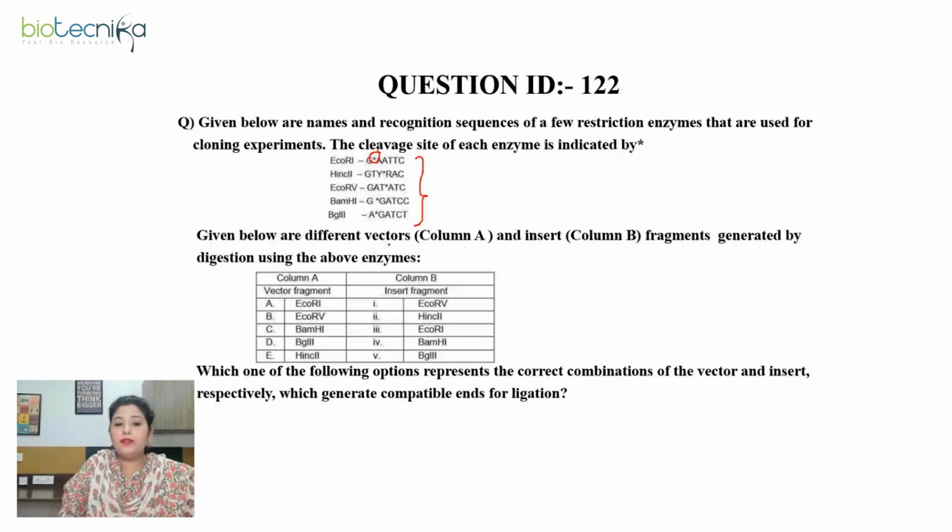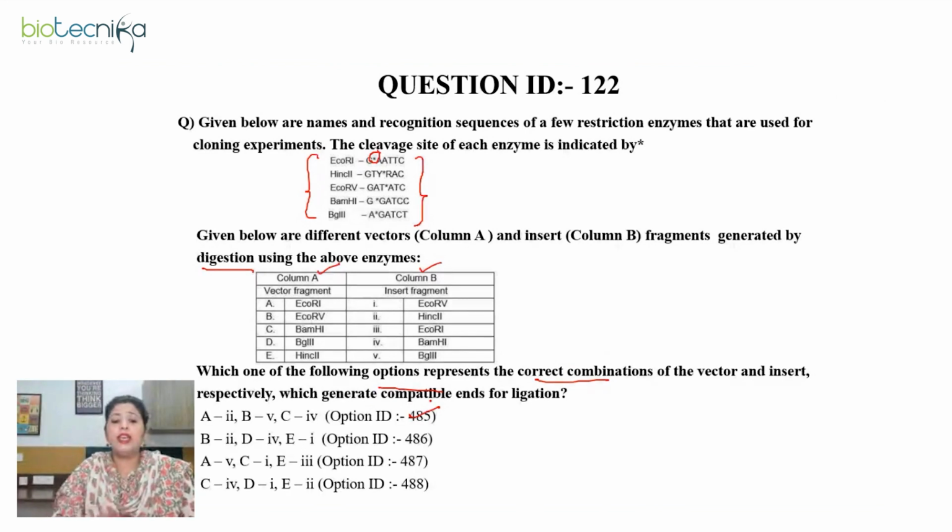Now, given below are different vectors, right, and inserts. Vector fragments in column A and insert fragments in column B, generated by digestion using the above enzymes. Now, which one of the following options represents the correct combination of vector and insert, respectively, which generates compatible ends for ligation? So here in this question, you have to recall the concept of blunt end and sticky end ligation, right? So these are the options given.